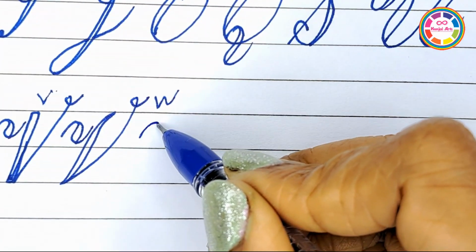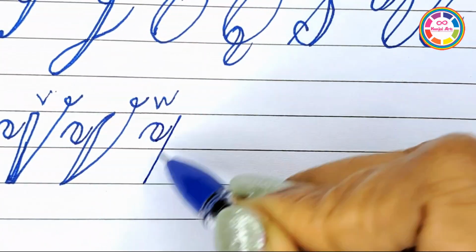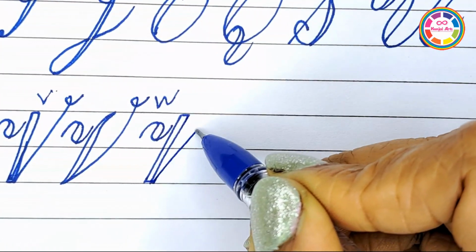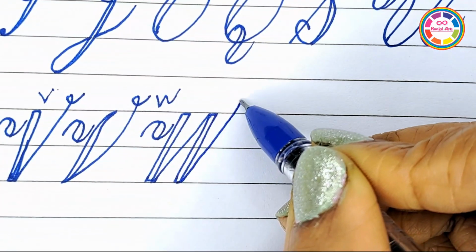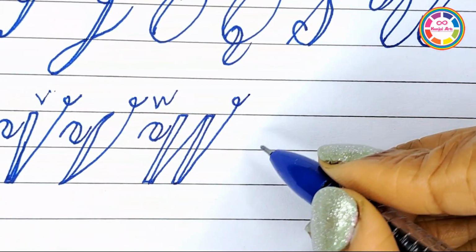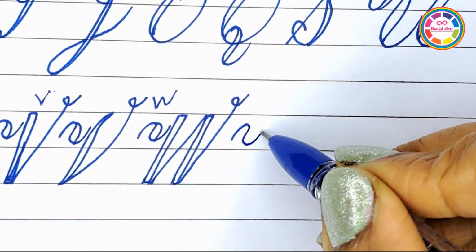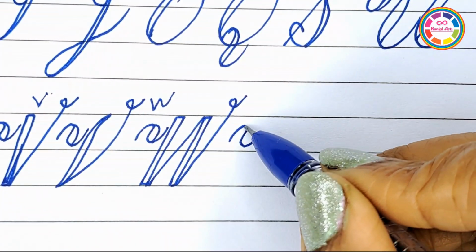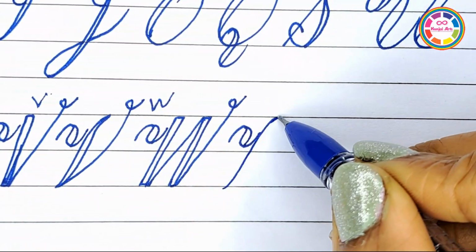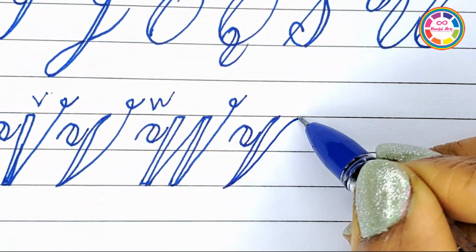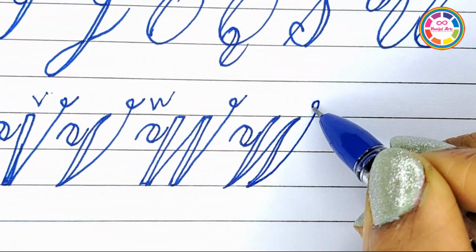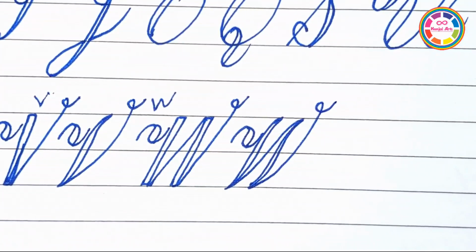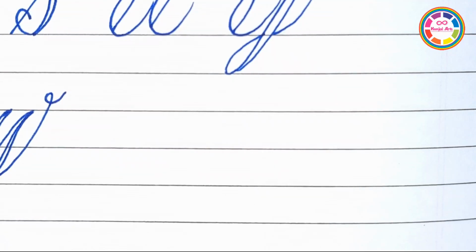Now W also starts with a compound curve and go down, thin line, again go down. See to it that both the lines of W are parallel enough, yeah. So this is W. Now you can even do the W with the capital stem. So it's a wavy line and then ending stroke. So V and W.